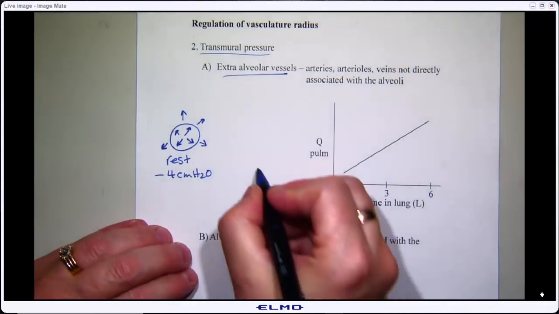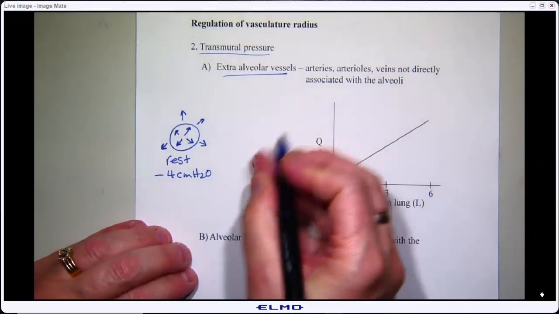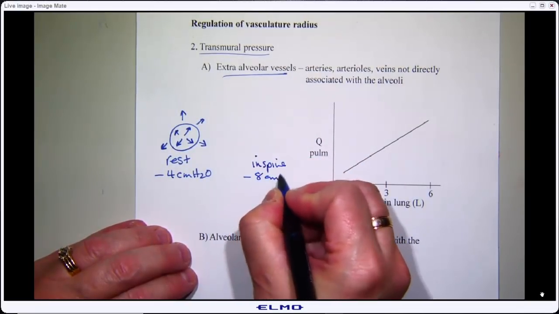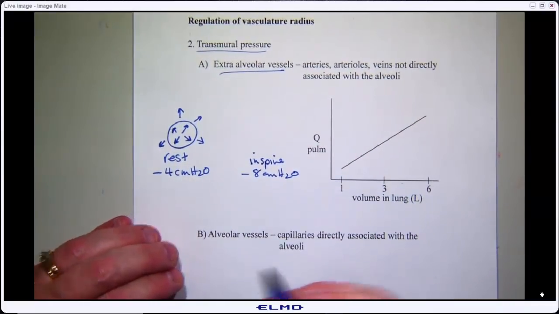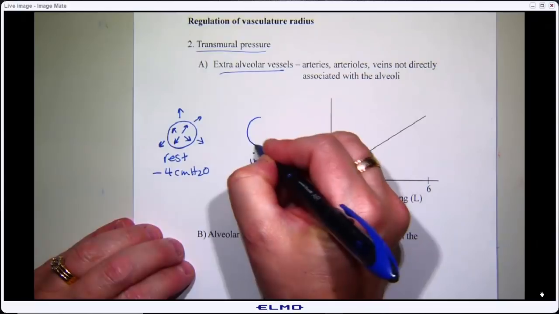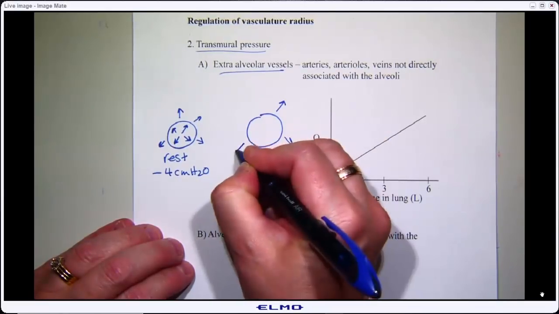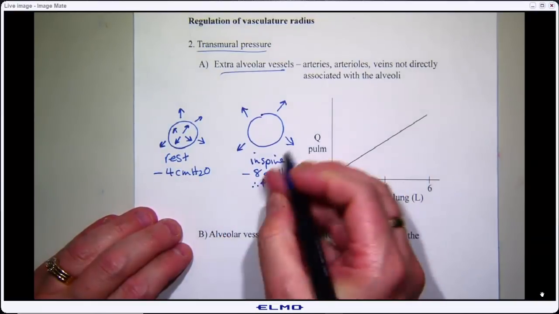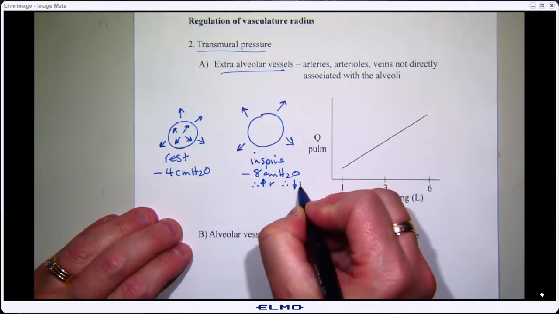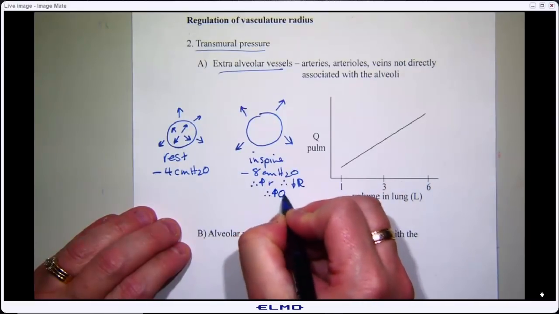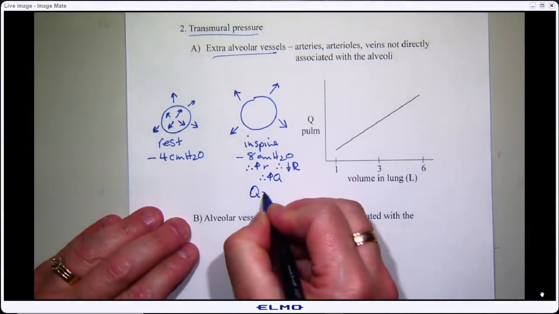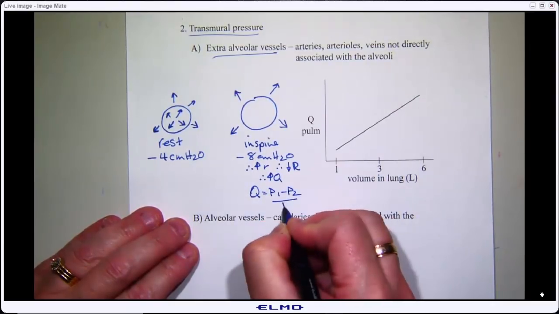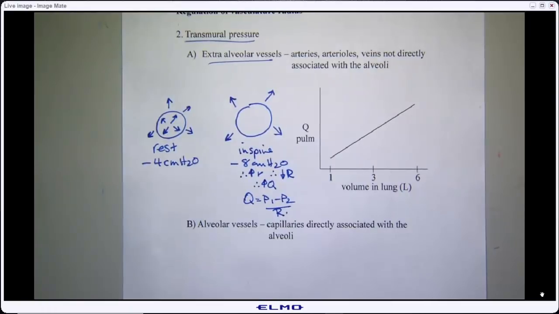All right, when you go to inspire, and you go from -4 to -8 centimeters of water, essentially what we do is we pull it out in 3 dimensions like we pulled out every alveoli. Okay? So we're going to increase radius, decrease resistance, increase flow. So every time you breathe in, all of your vessels are experiencing a change in radius and a change in flow.